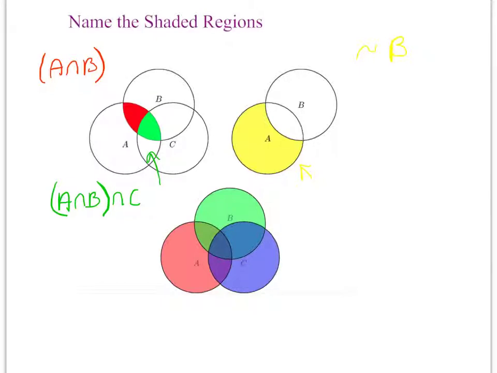Alright, so that should be A intersect B, and then intersecting not C. So that's the red part on that figure. Okay, let's go down to that lower figure, and let's just do the part that's kind of in blue there, just this part. See if you can name just that part.